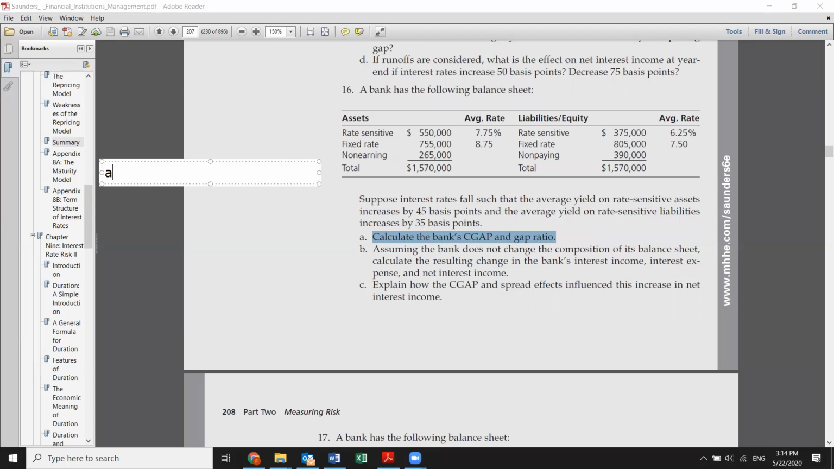So A is 550. Let me put it by number. Cumulative gap is equal to 550,000 minus 375,000.